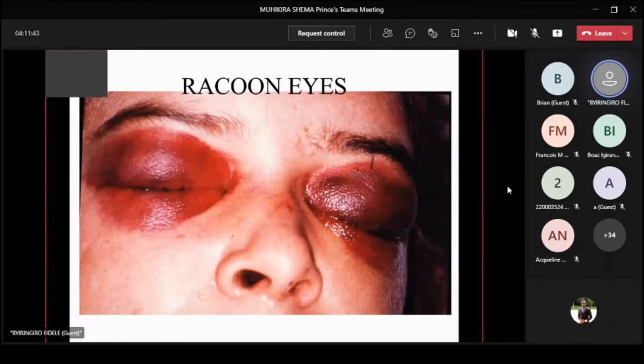Exposure means you expose the patient and examine the patient well so that you miss nothing. However, you prevent hypothermia. You have undressed your patient, you have to prevent hypothermia.